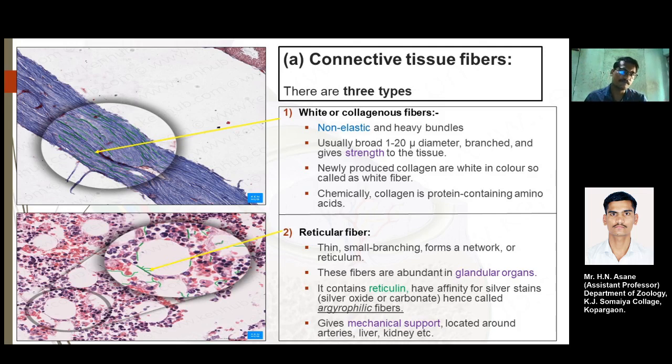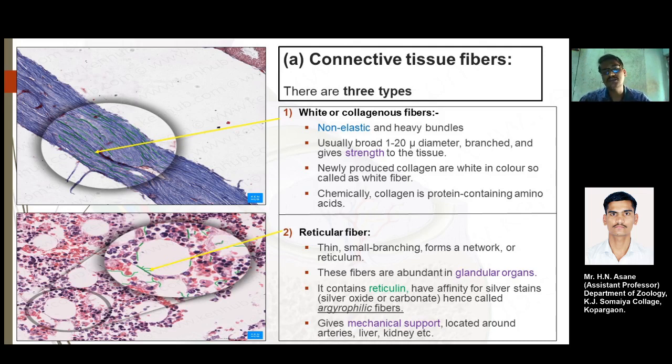You can see these in the picture. These are the collagen fibers, the thread-like structures highlighted by the green color, and these highlighted collagenous fibers are situated in this tendon. This is a TS of a tendon, and these collagenous fibers are situated in the intercellular spaces of the connective tissue itself.